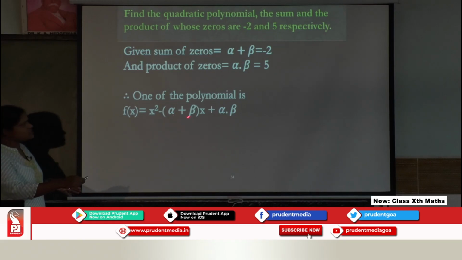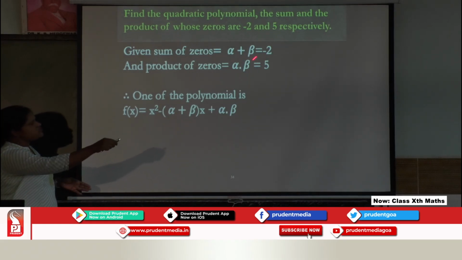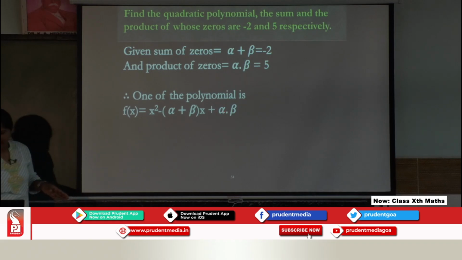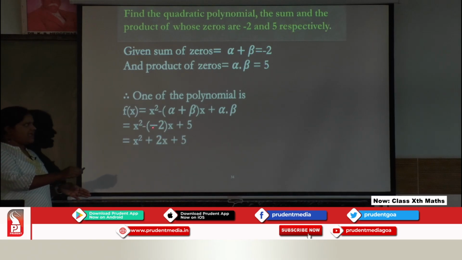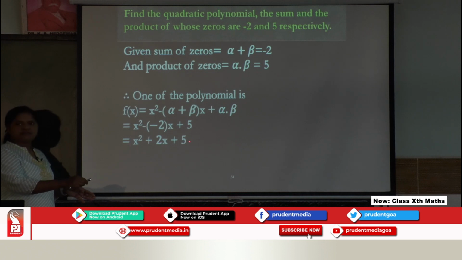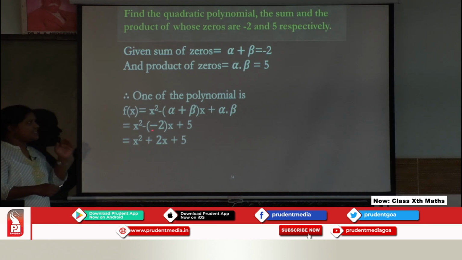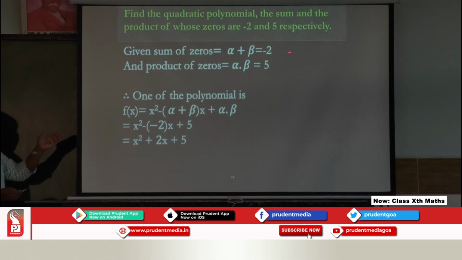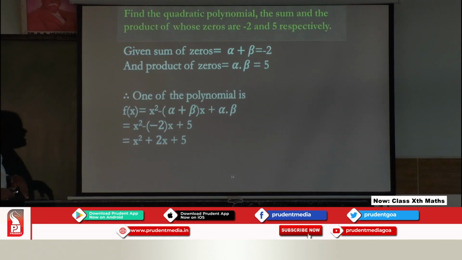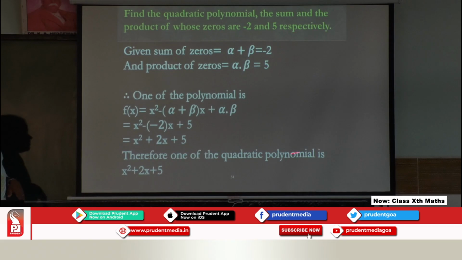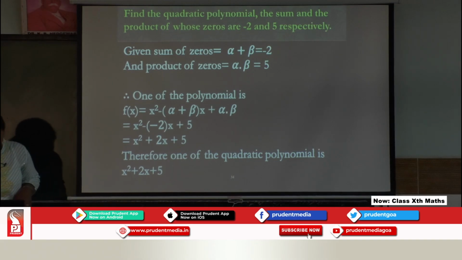Now, what we will do is we will just substitute this part. Alpha plus beta is given to us as negative 2 and alpha into beta is given to us as 5. So, after substitution it looks like this. So, there is negative 2 inside the bracket and this is 5. So, after solving, what do I get? x square, this negative and negative becomes positive 2x plus 5. So, this is one of the polynomials, because there are n number of polynomials which I can frame using this, which I will be showing you in the next few problems. So, x square plus 2x plus 5 is the required polynomial. Therefore, one of the quadratic polynomials is x square plus 2x plus 5.